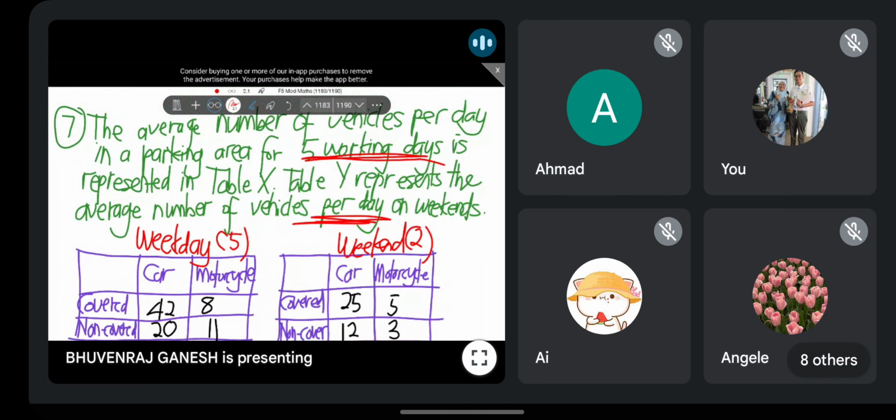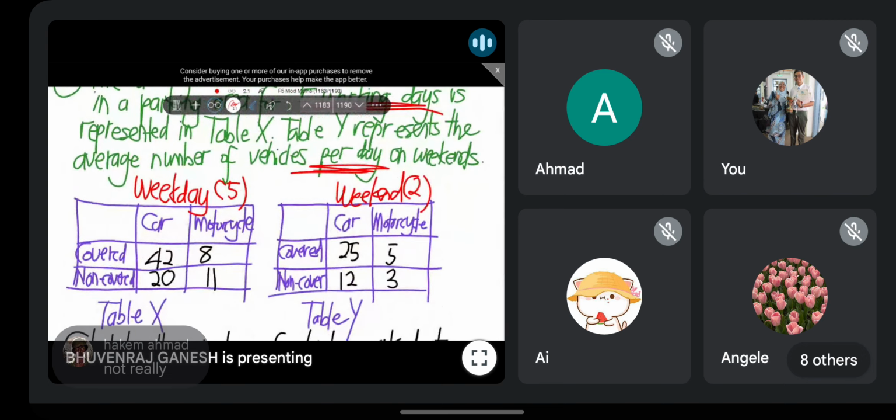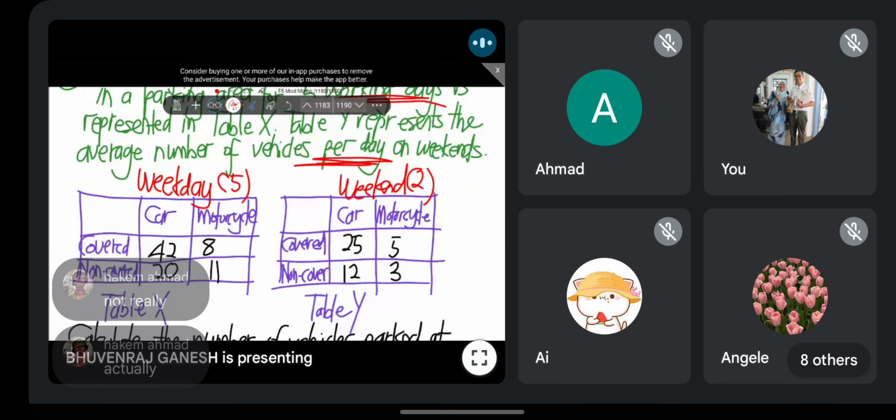Wow. Hakim is the new linguist in our class. Any language problem, I will refer to you, Hakim. From now on, any language problem in the maths question, I straight away refer to you.